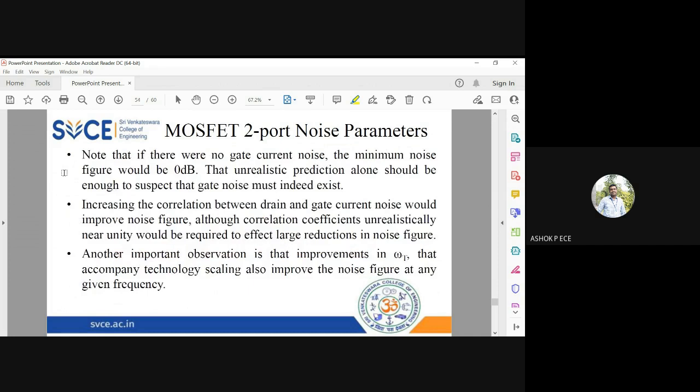If there is no gate current noise, the minimum noise figure will be 0 dB. A minimum noise figure of 0 dB means there is no noise at all, that is, the gate noise is completely absent. But it is a theoretical value, and ideally no circuits have this particular value of minimum noise figure. When you increase the correlation, the noise figure will still improve, but it will not be effective to a greater extent.